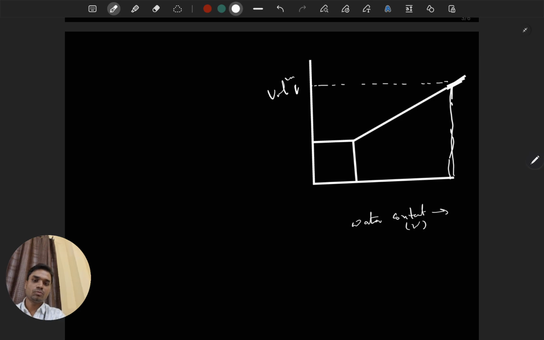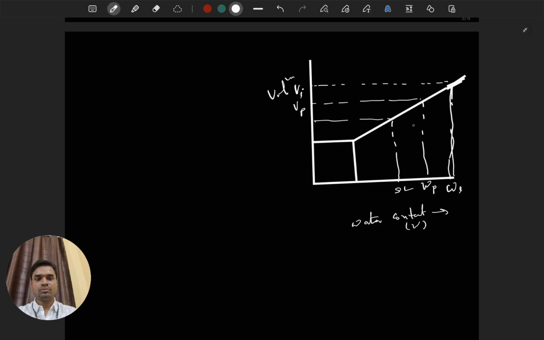This is the volume of liquid water. This is your liquid limit, this will be your plastic limit, this will be your shrinkage limit. Okay, wait, let me explain in a very simple way.